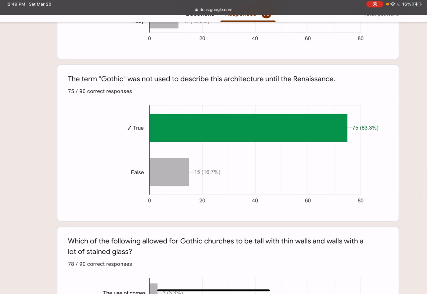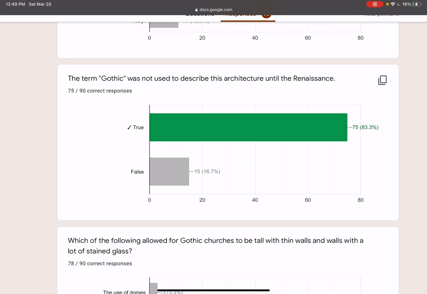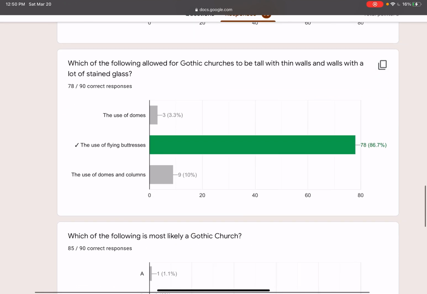The term Gothic was not used to describe this architecture until the Renaissance. The answer is true. They gave this term to this type of architecture almost like an insult. It's very Gothic: barbaric, backwards, too much. So people that lived during the 1100s didn't say we're doing Gothic architecture. They just called it architecture, modern architecture.